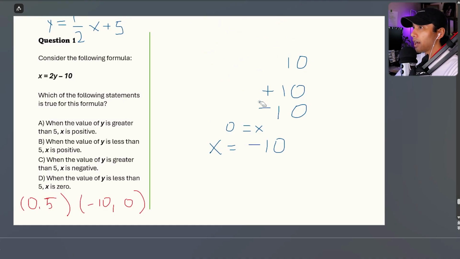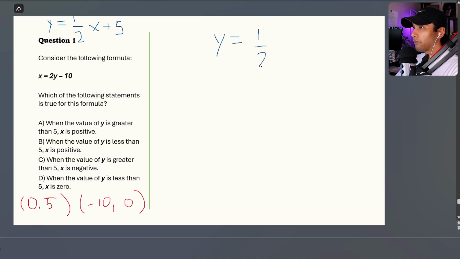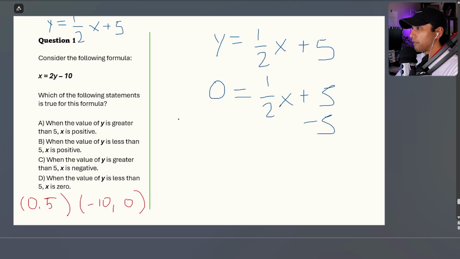But before I graph, I'm going to plug in 0 for y on this equation here, y equals 1/2 x plus 5, just to show you that we're going to get the same answer. We're going to get negative 10 as x. So y equals 1/2 x plus 5. I'm going to set 0 for y, and then we have 1/2 x plus 5, minus 5, minus 5. Negative 5 equals 1/2 x.